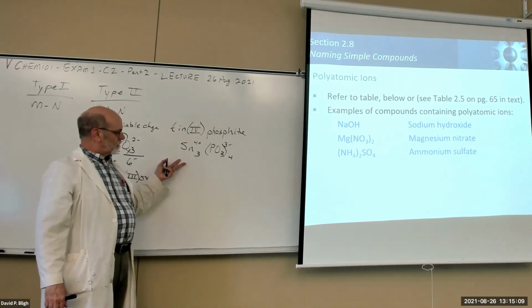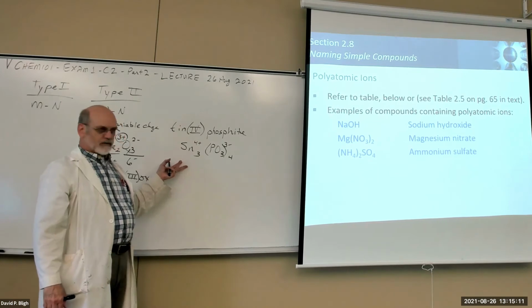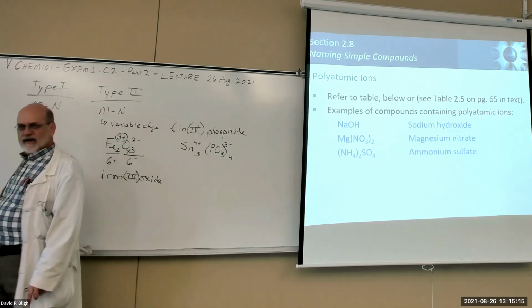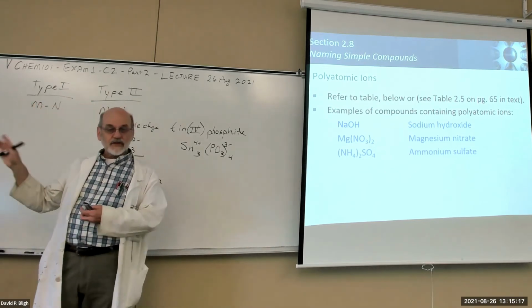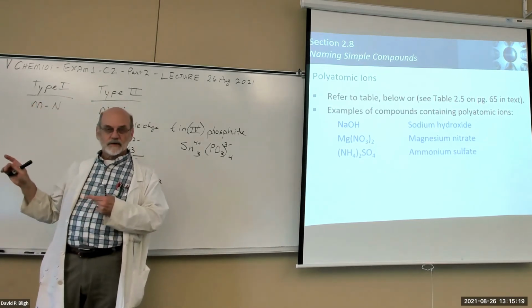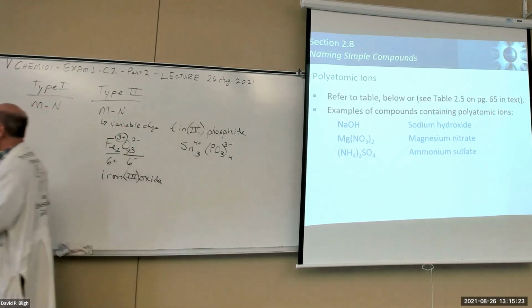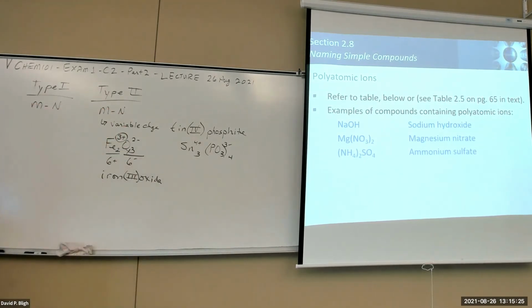Let's see, where am I going with that? Oh, there are a couple of elements in the transitions that are fixed charge. So they would be type 1s. Okay. Zinc is one of them. It's always 2+ charge. And silver, it's always 1+ charge.